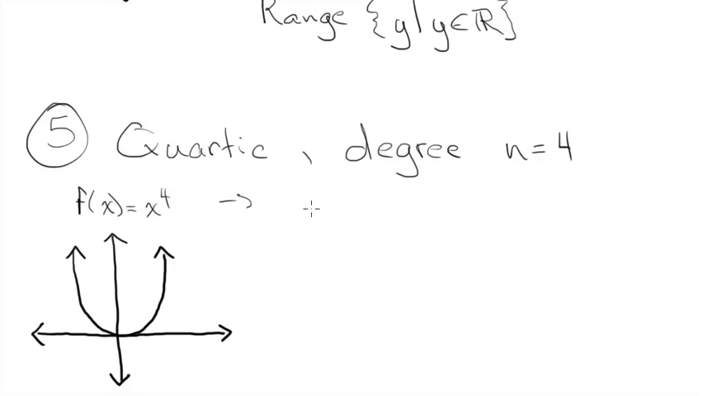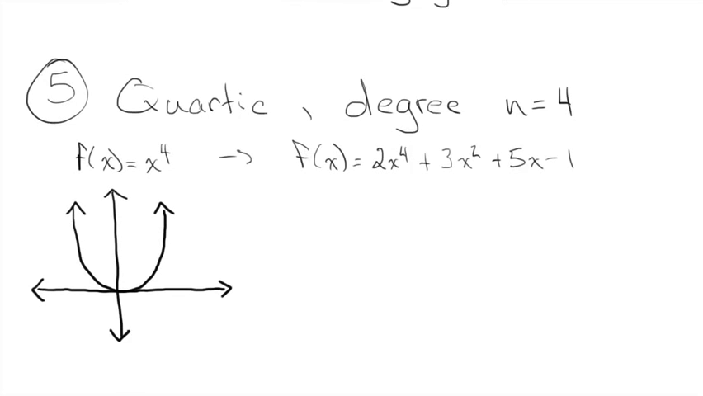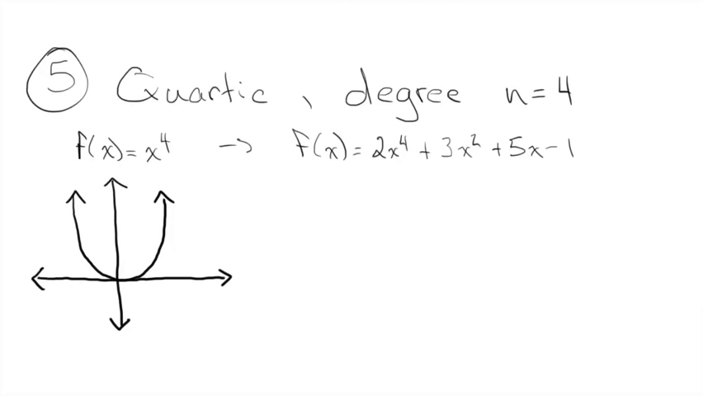But you could have other examples. So you could have ones like f of x equals 2x to the 4 plus 3x squared plus 5x minus 1. Right, so there could be more terms after the x to the 4, just as long as there is the x to the 4 term. That's the key.